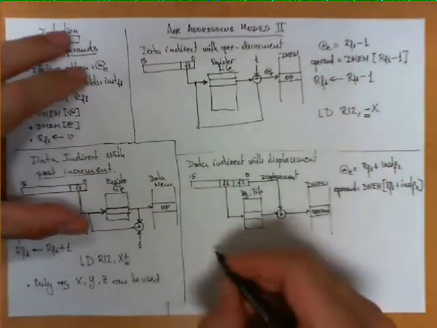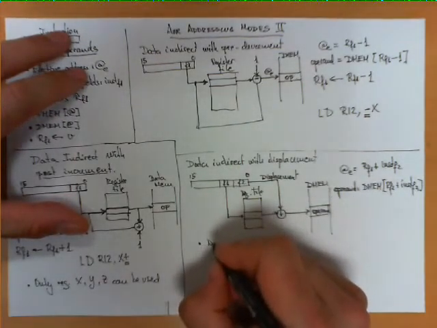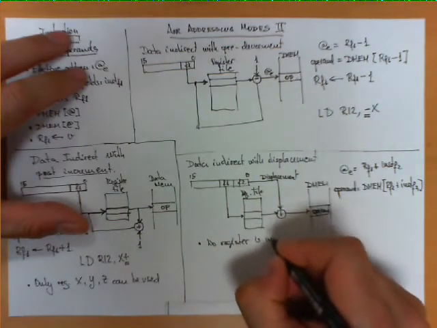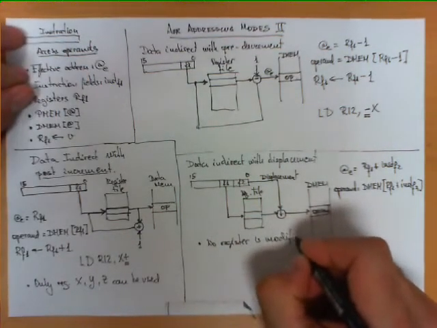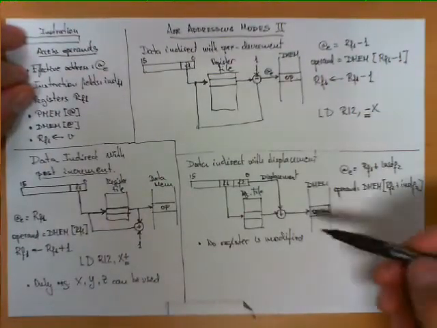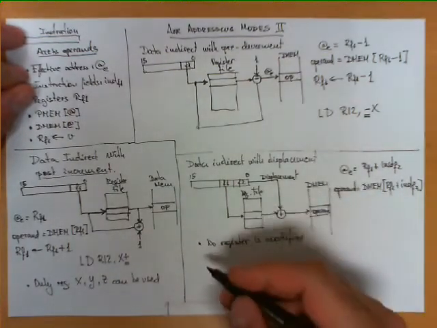Now, three very interesting things about this instruction. First, no register is modified, as opposed to the other two addressing modes we discussed before. In here there is no feedback of the value back to the register. The register is left intact.